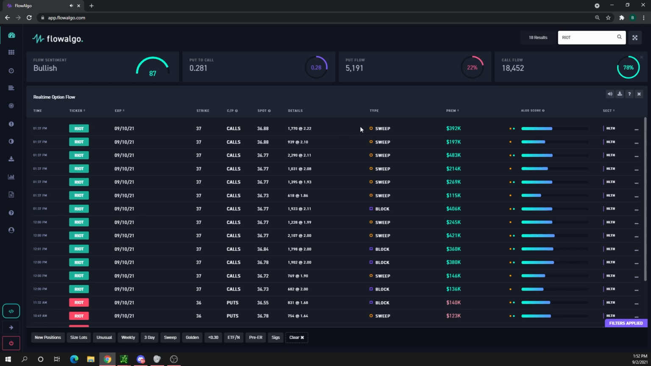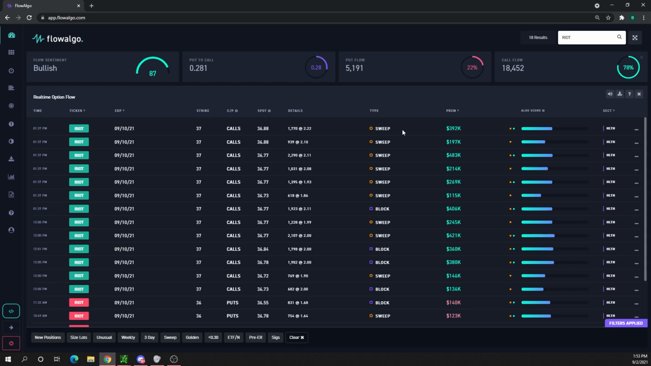So essentially, an option sweep is a huge buyer coming in and sweeping the market, buying from multiple exchanges at the same time in order to fill all of their contracts. If we're looking at this RIOT option sweep that came in today for 910 $37 calls, they ended up buying 1,770 contracts at $2.22 each. Basically, what they are doing here is sweeping the entire book of all the exchanges in order to fill all of these 1,770 contracts because they want to get filled as quick as possible for the current price.